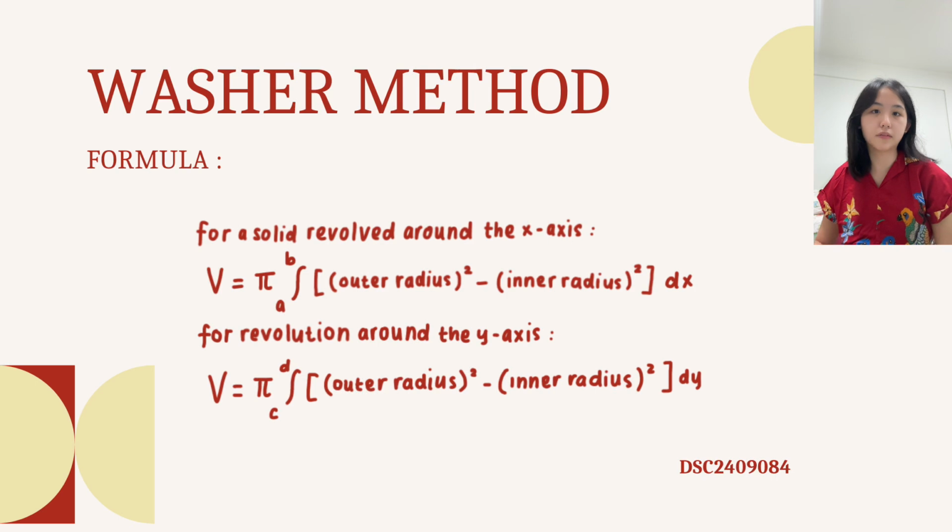In the washer method, we define two important things: the outer radius, which is the distance from the axis of rotation to the outer curve, and the inner radius, which is the distance from the axis of rotation to the inner curve.